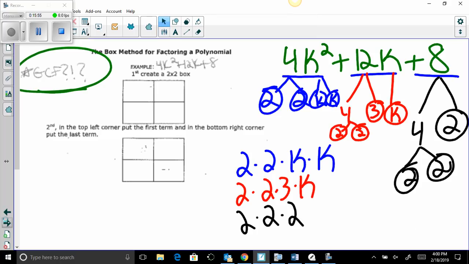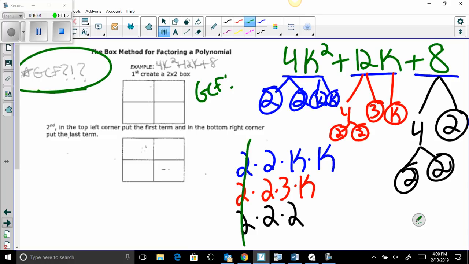Remember, to be part of the GCF, they all must have it. So they have a set of 2's, cross it off and write it once. They have another set of 2's, cross it off and write it once. Do they have anything else in common? They don't. So the GCF is 2 times 2, which is 4.